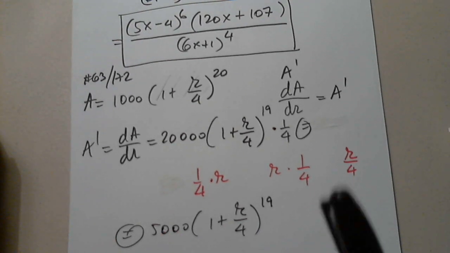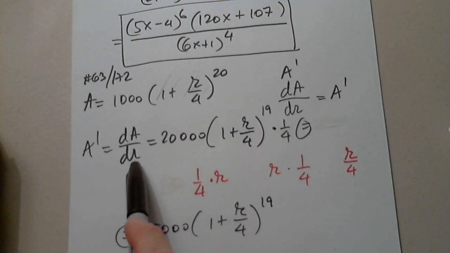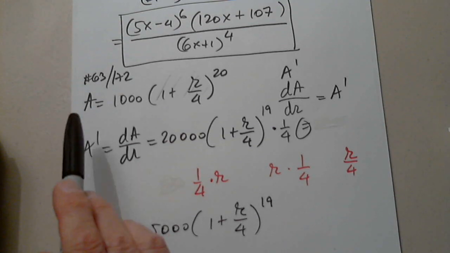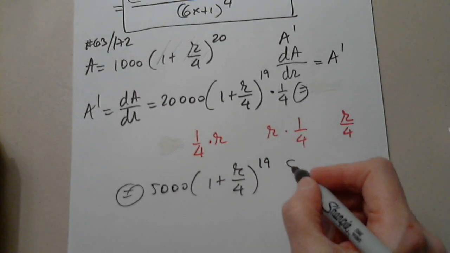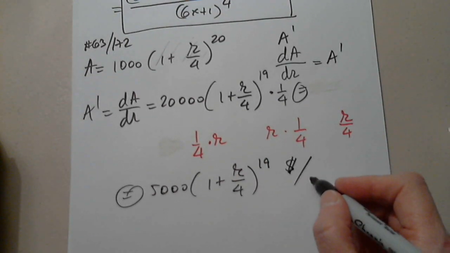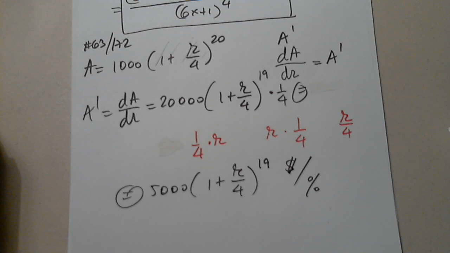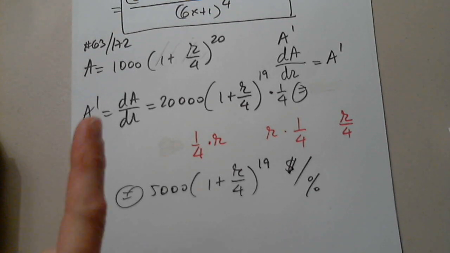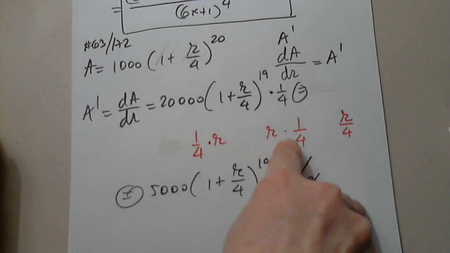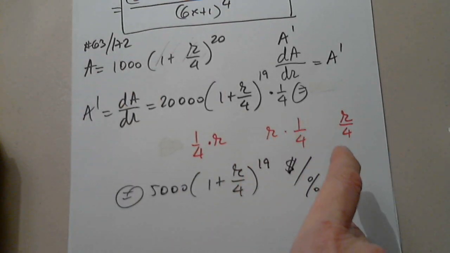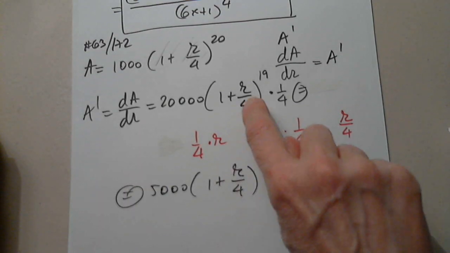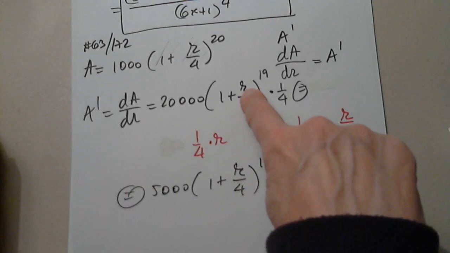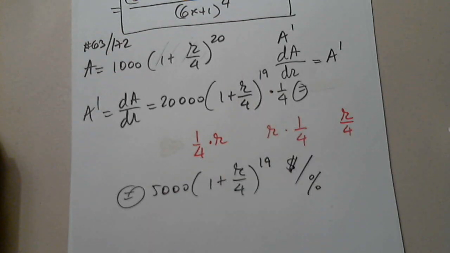Now, remember this, these are two measurement units. R is percent. A is in dollars. Since A prime has two measurement units, this is the measurement unit for A prime. So A prime always has two measurement units, and they have one over the other. The top one comes from the y variable. The bottom one has to come from the independent variable, or x or r in this case.